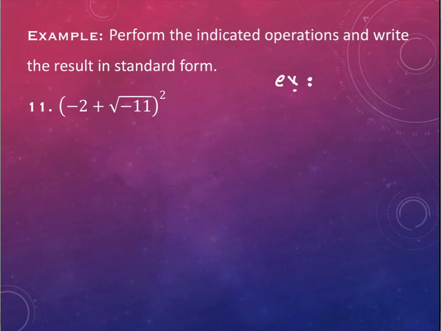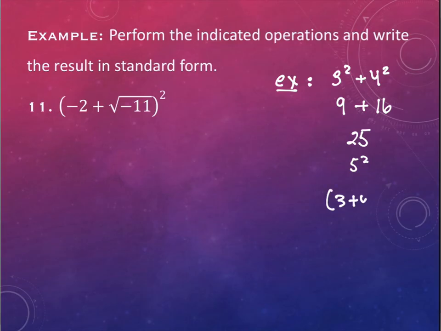And I'm going to remind you again why. I always use the same example. If I had 3 squared and 4 squared, 3 squared is 9 and 4 squared is 16, right? This is 5 squared. Well, it's 25 and then 5 squared. Everybody good with that?